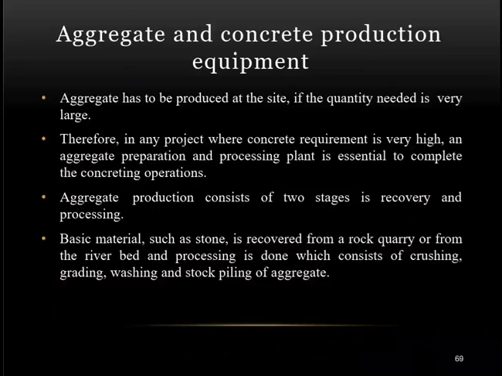Aggregate and concrete production equipment. Aggregate has to be produced at the site if the quantity needed is very large. Therefore, in any project where concrete requirement is very high, an aggregate preparation and processing plant is essential to complete the concreting operations. Aggregate production consists of two stages: recovery and processing. Basic material such as stone is recovered from a rock quarry or from the riverbed, and processing is done, which consists of crushing, grading, washing and stockpiling of the aggregate.